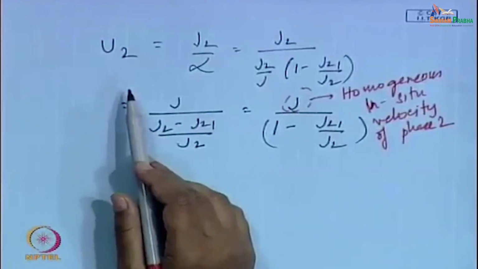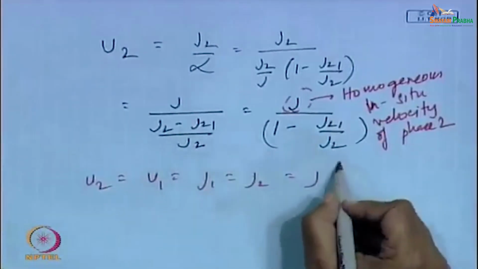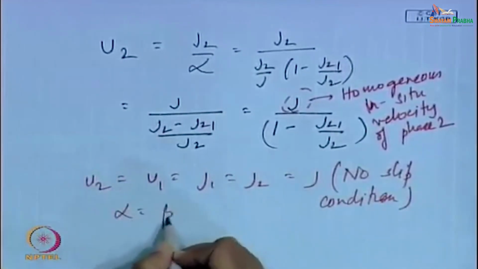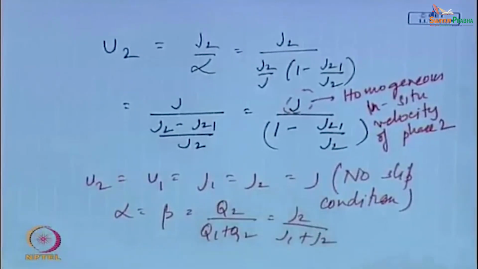actual situation. So, what we have done, first we have tried to see how the drift flux concept modifies the homogeneous flow theory. Homogeneous flow theory assumes u2 equals u1 equals j1 equals j2 equals j, or in other words this arises from the no slip condition, and from here we get alpha equals beta equals q2 by, everything expressed in terms of input parameters. Fine, but we find that that is grossly erroneous. So, instead of that, if we can introduce some particular term which will be a function of the relative motion between the two phases, then we will get a much more accurate value.